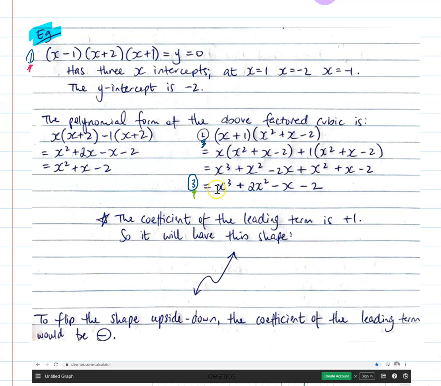Because the leading coefficient is a positive number, it's positive 1, that means that the graph has our general positive shape. If that leading coefficient happened to be a negative number, that's what would make it a negative shaped graph. And that is everything you need to know so far about graphs of factorized cubic functions.